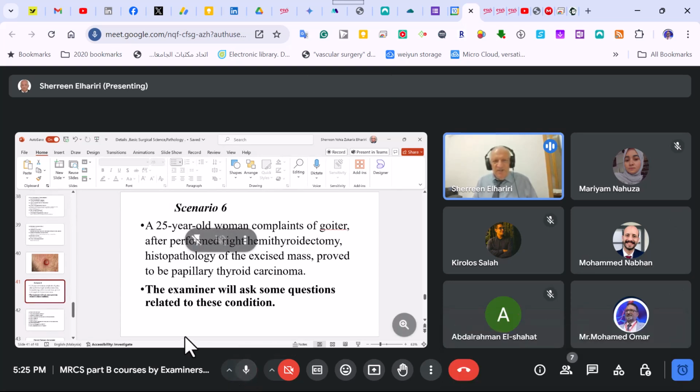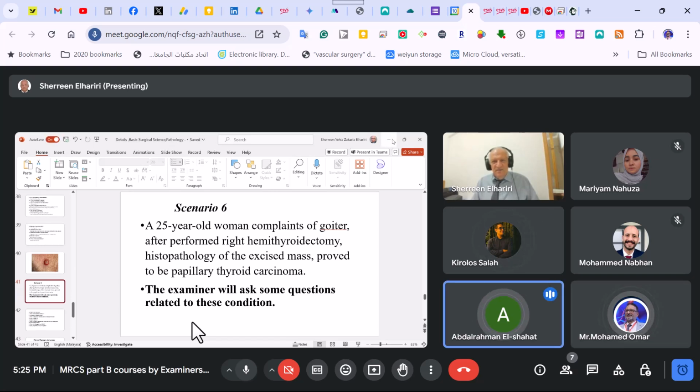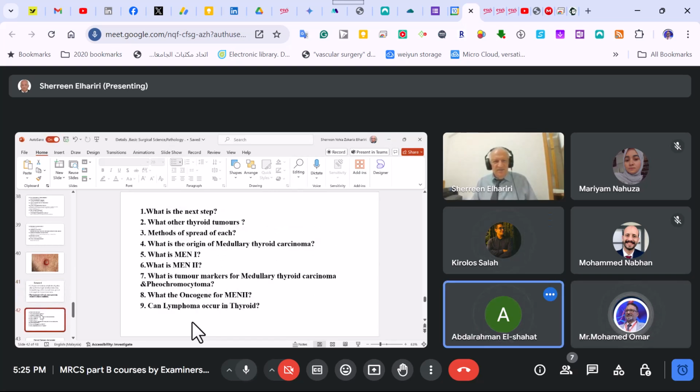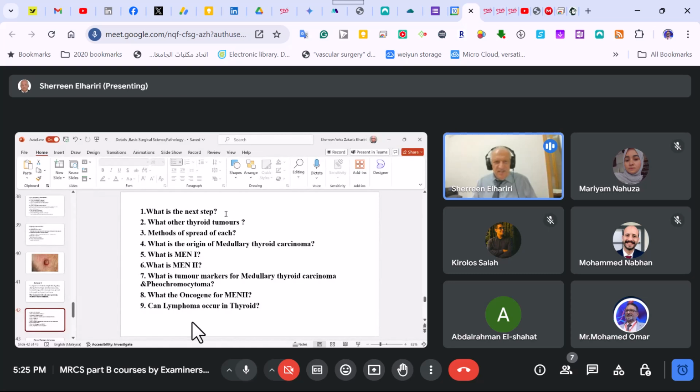We have a 25-year-old woman complained of goiter and performed right hemithyroidectomy. Histopathology of excised mass proved to be papillary thyroid carcinoma. So anyone or Dr. Nabhan again, up to you. Dr. Abdurrahman Al-Jahad, do you like to take the thyroid station? Okay, go ahead. Okay. So this patient is proved to be papillary thyroid carcinoma. It appears after histopathology. What is the next step?